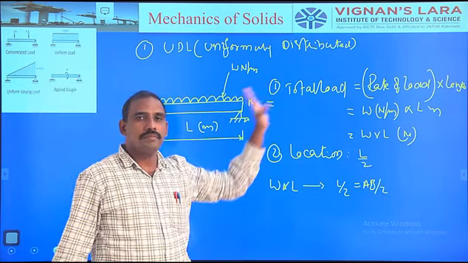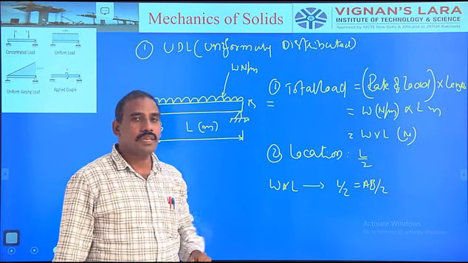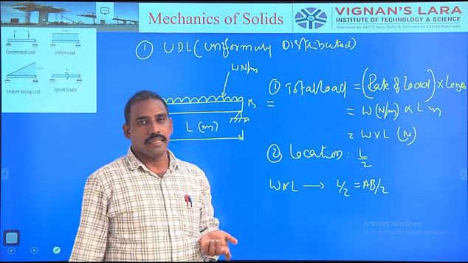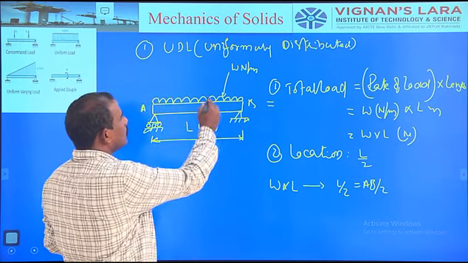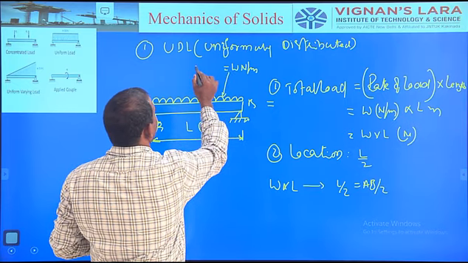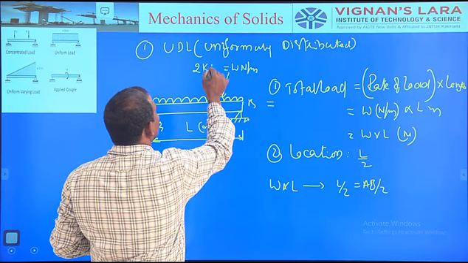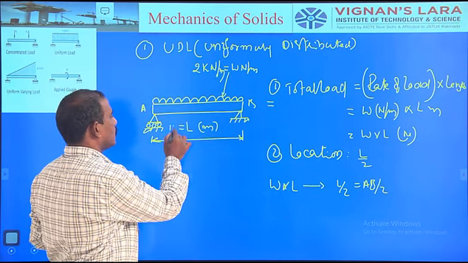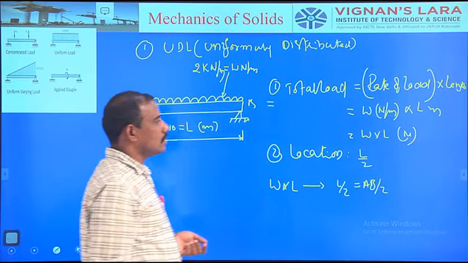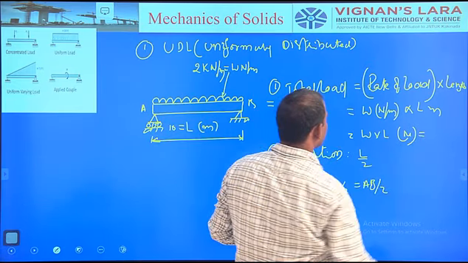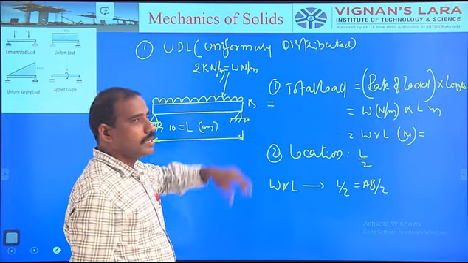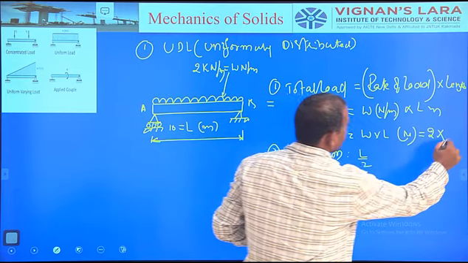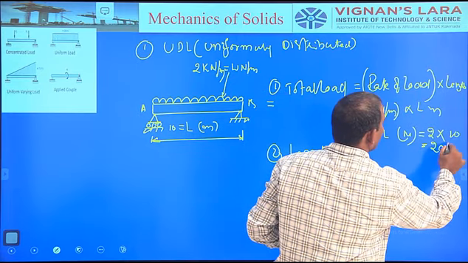Here we have to remember two points: one is the calculation of the total load, and the other is the position at which the total load is concentrated. For a numerical example, assume 2 kilonewtons per meter, and the length of the span is assumed as 10 meters. If you substitute these values in this equation, what is the rate of load? That is 2 kilonewtons into the length 10, that is equal to 20 kilonewtons.